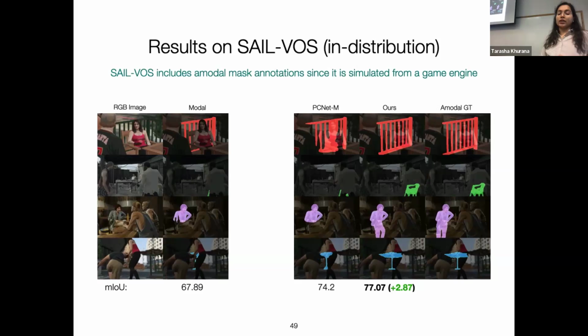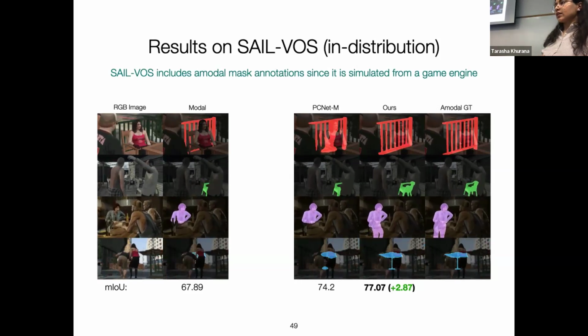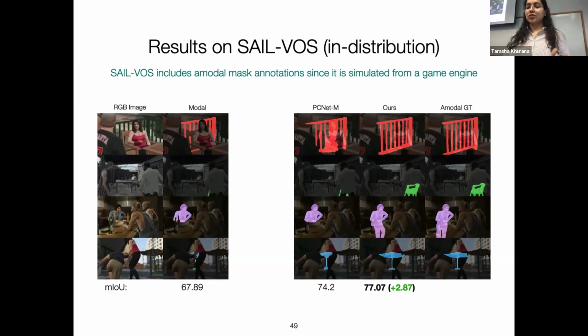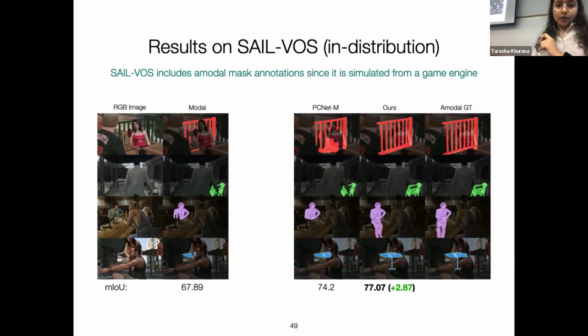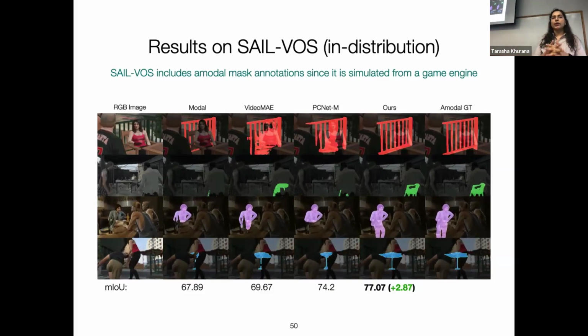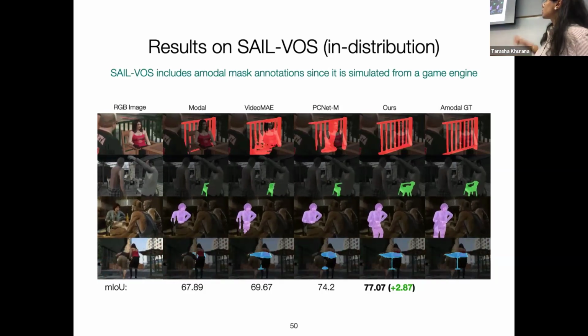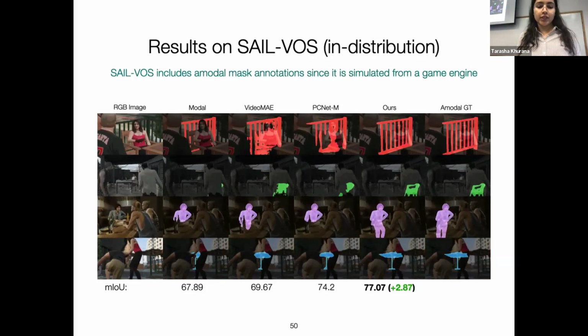And we also benchmark an image-based method called PCNet-M, which, because it is a single frame method, is inconsistent over time. And we also compare to a video baseline, which is regression-based. And so as expected, it kind of regresses to the mean of the entire distribution. And so you see the outputs are quite patchy.